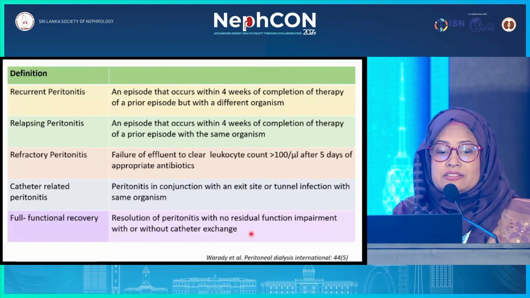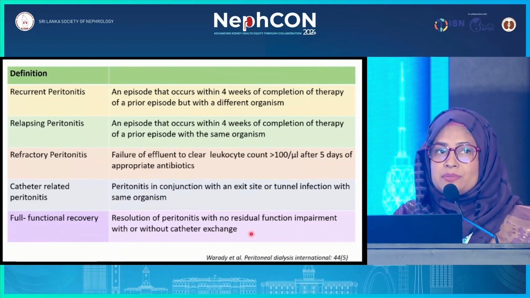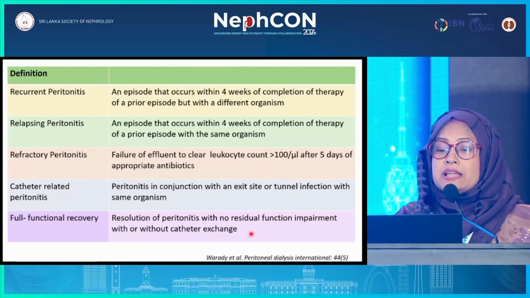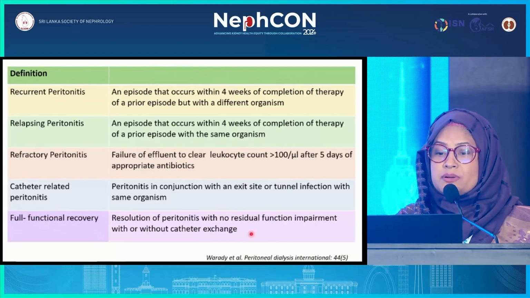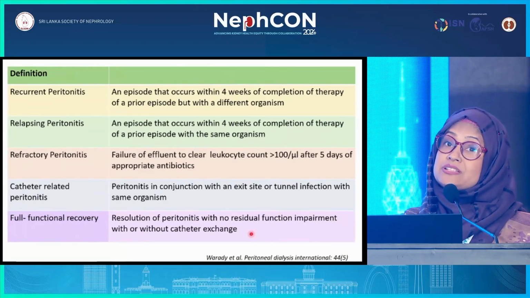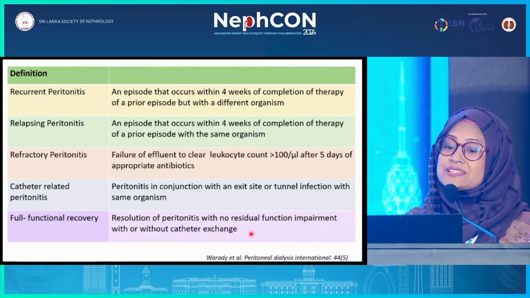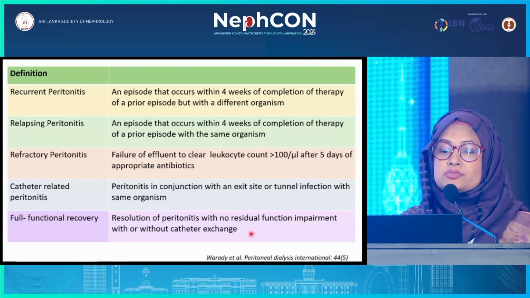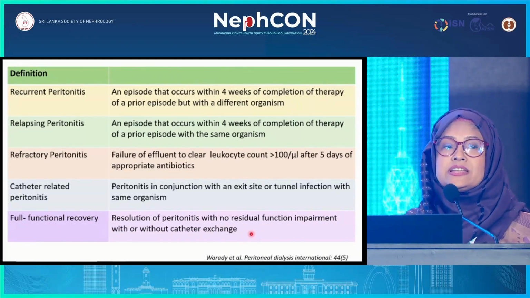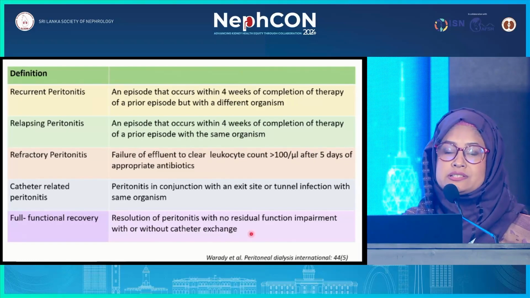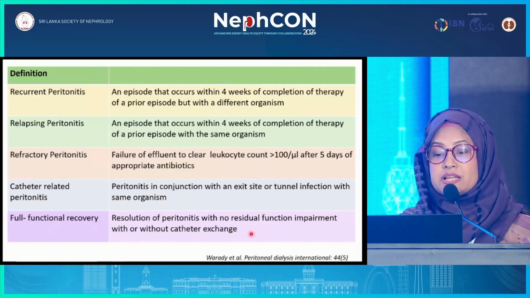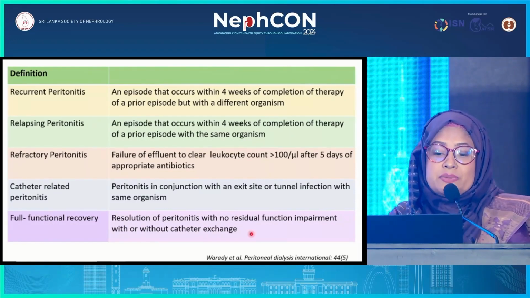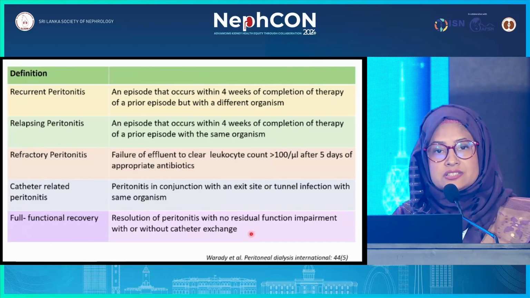In this slide, there are different peritonitis definitions described by the recent guideline. Recurrent peritonitis is an episode that occurs within 4 weeks of completion of therapy of a prior episode, but with a different organism. If it occurs with the same organism, it is relapsing peritonitis. Refractory peritonitis is defined as failure to clear the effluent, with cell count more than 100 per microliter, after 5 days of appropriate antibiotics. Catheter-related peritonitis is defined as peritonitis associated with an exit-site or tunnel infection with the same organism.